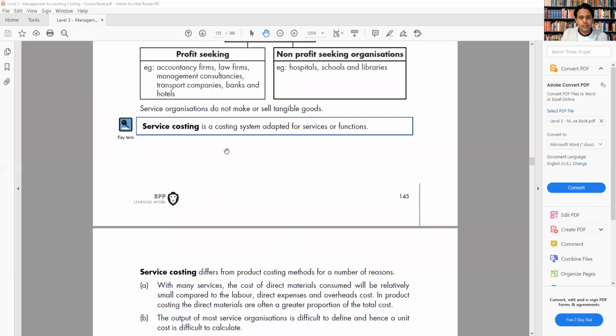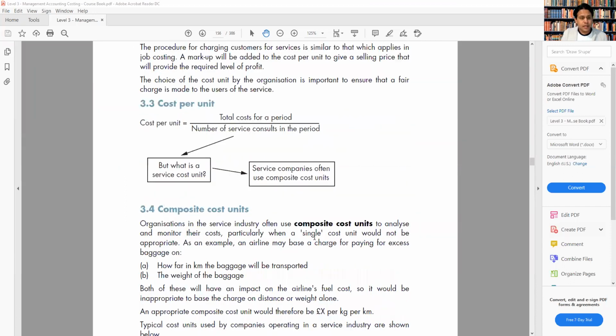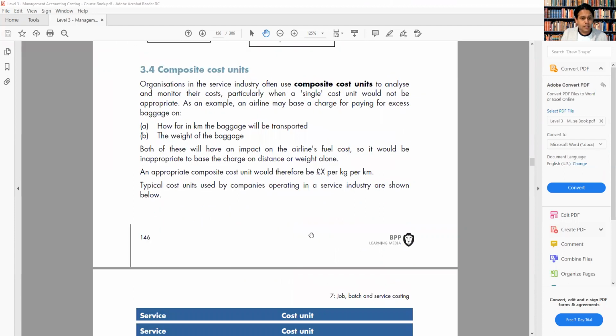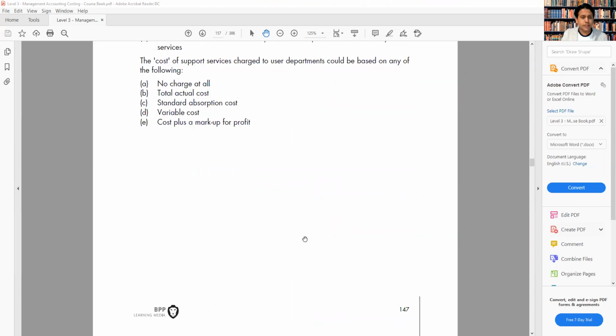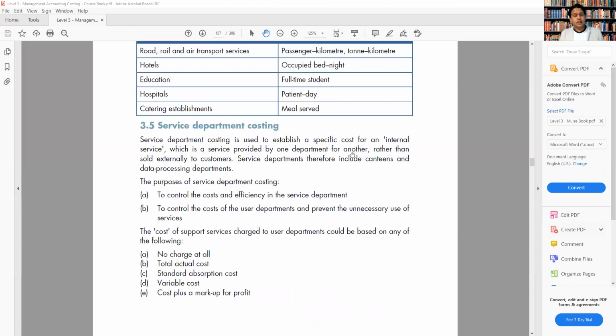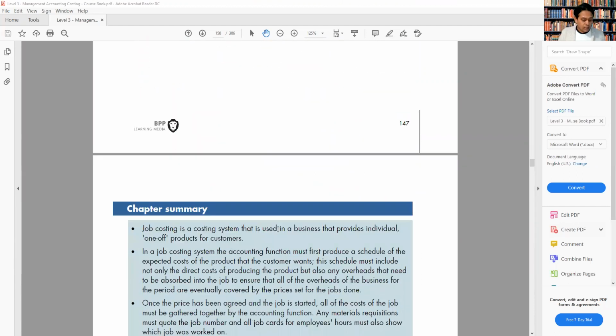Service costing is a costing system for the service function. We know this thing, cost per unit, so this is also something we already know. So there is nothing much here. I would say this is the end of the chapter. As I said, job costing is quite a simple chapter and is hardly tested in the exam. So you don't have to worry too much about this chapter. We don't expect many questions. Even if a question comes in the exam, it's not more than 5 marks.